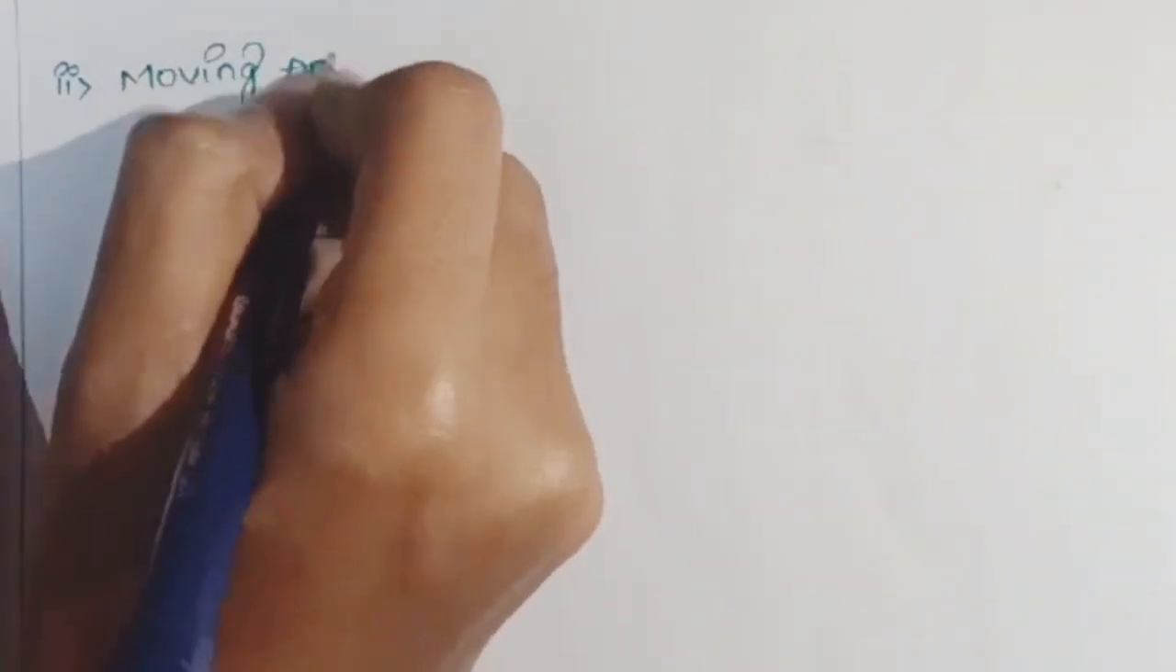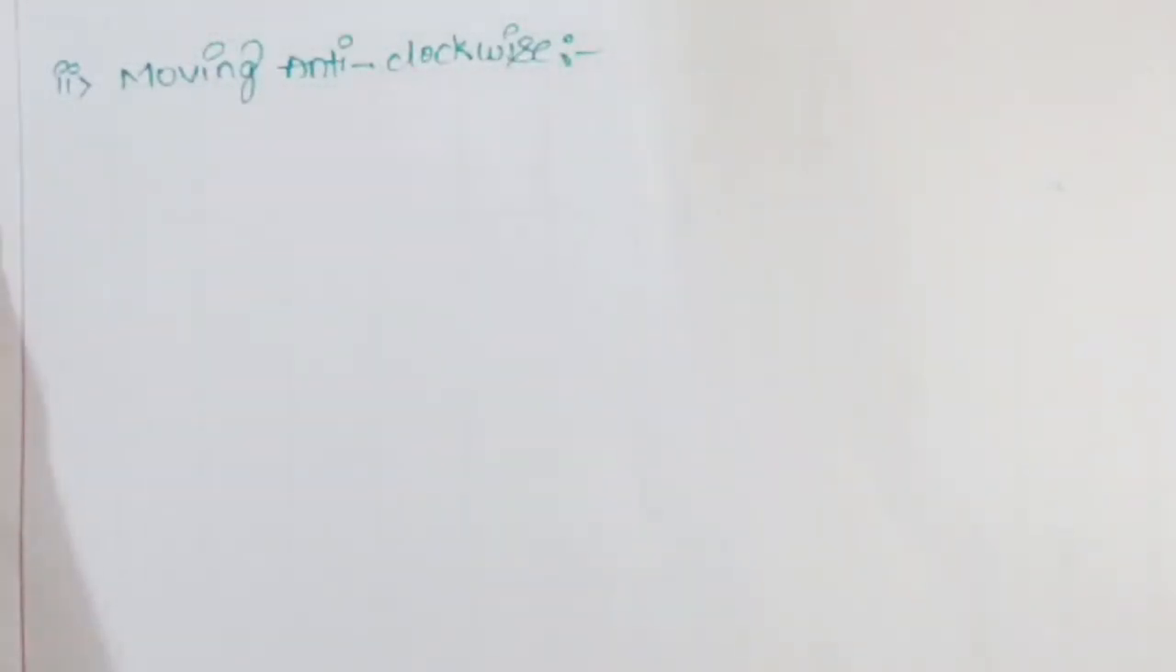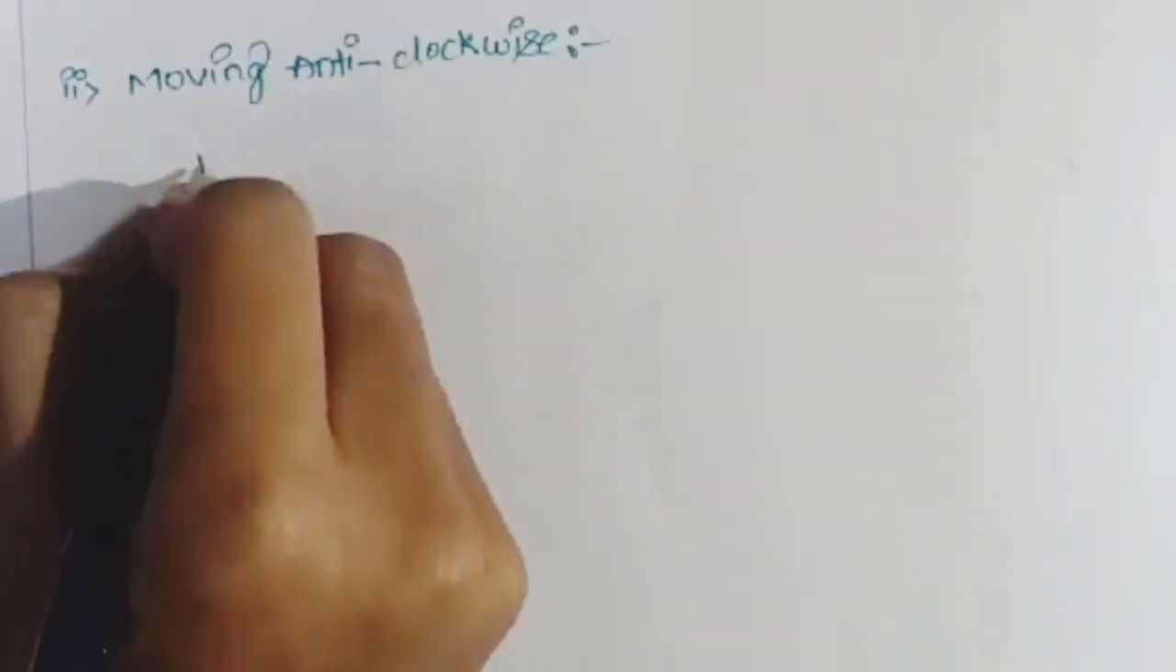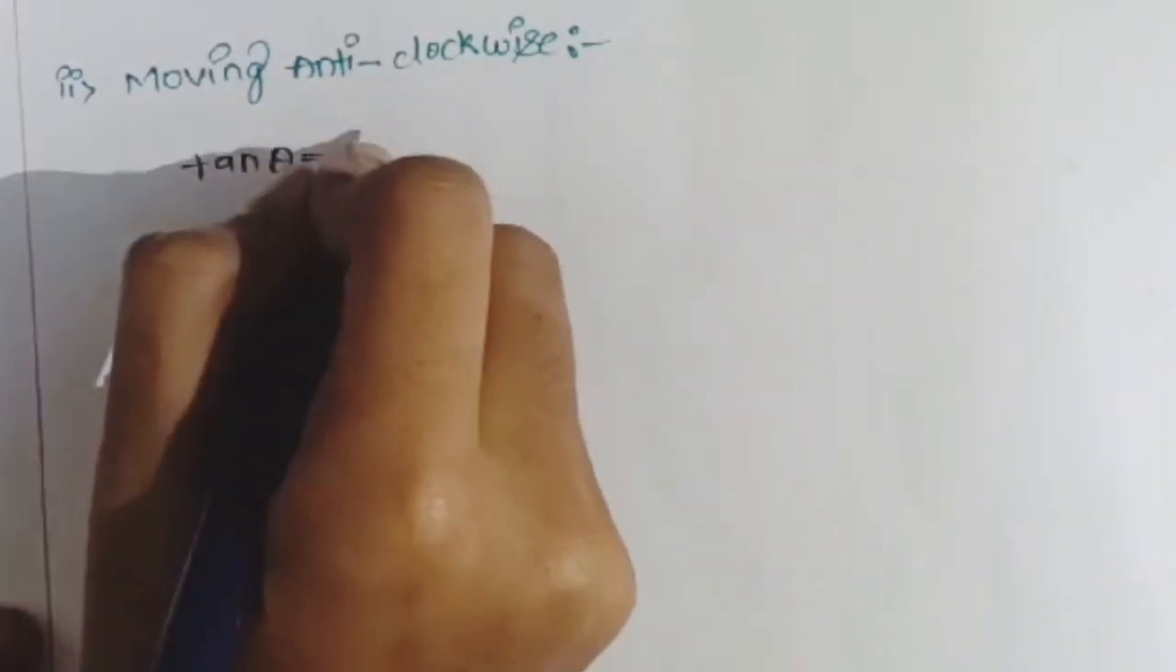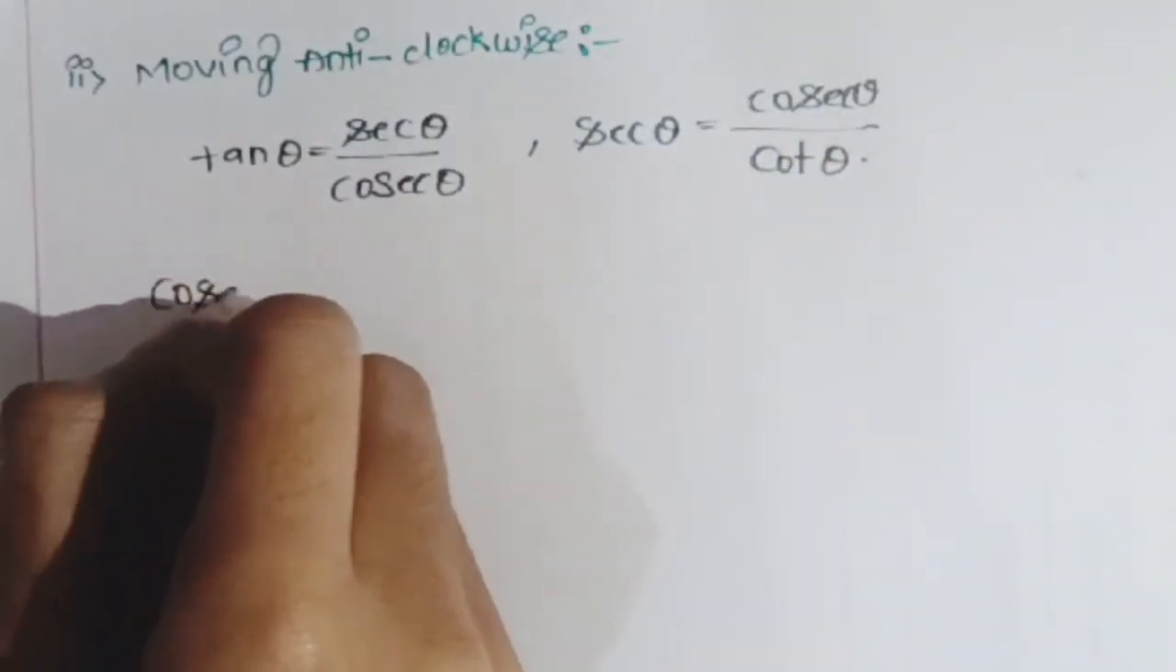Okay, so let's go in the anti-clockwise direction, where there are some other formulas. If you go anti-clockwise and select one trigonometry function from the hexagon, then the next two functions at the bottom are your answer. That means tan theta is equal to secant theta by cosecant theta, and secant theta is equal to cosecant theta by cot theta. Cosecant theta is equal to cot theta by cos theta, and cot theta is equal to the next two terms, cos theta by sin theta. Like that we can easily derive.